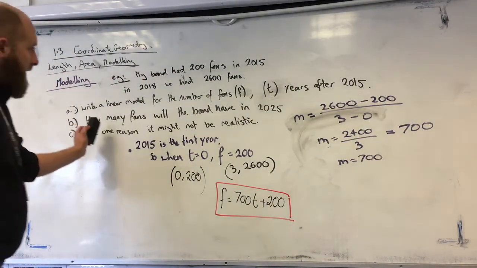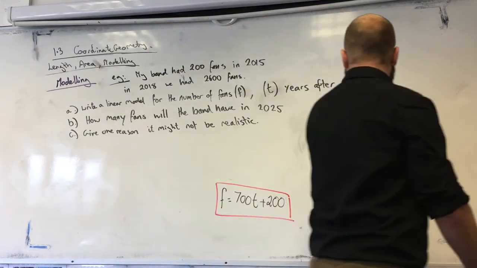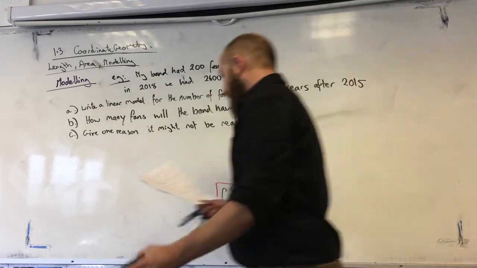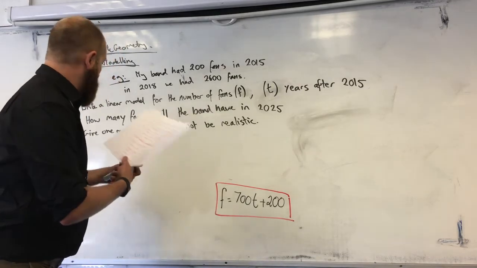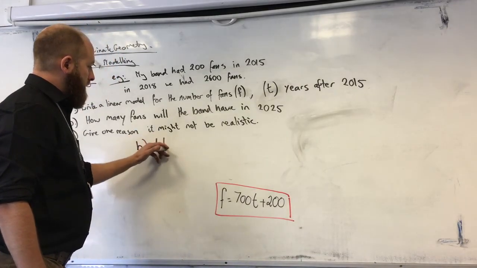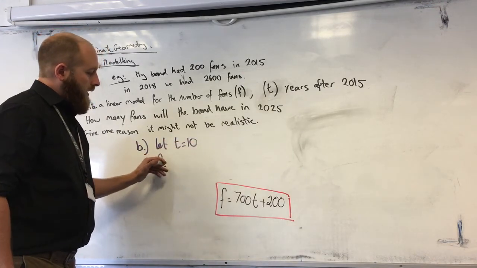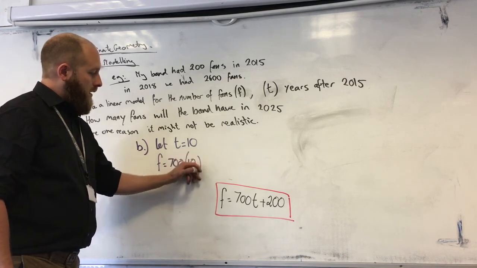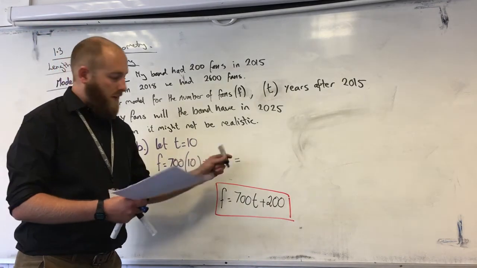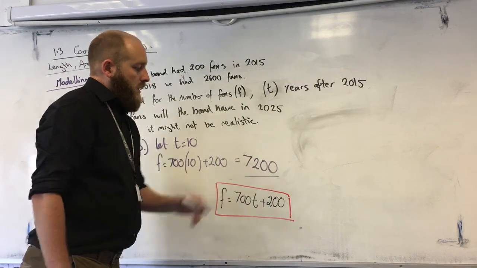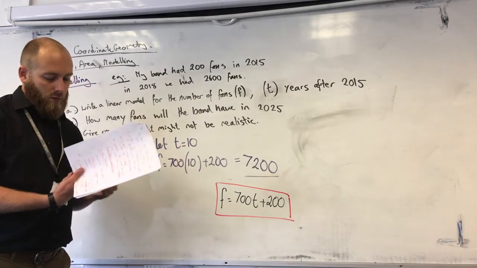Part B, you might want to try on your own. How many fans will the band have in 2025? Well, 2025 is going to be 10 years later, so for part B, let t equal 10. Our equation says f equals 700 times 10 plus 200, which gives us 7,000 plus 200, 7,200. So it's a prediction based on this model, based on these two data points, for how many fans the band will have in 2025.